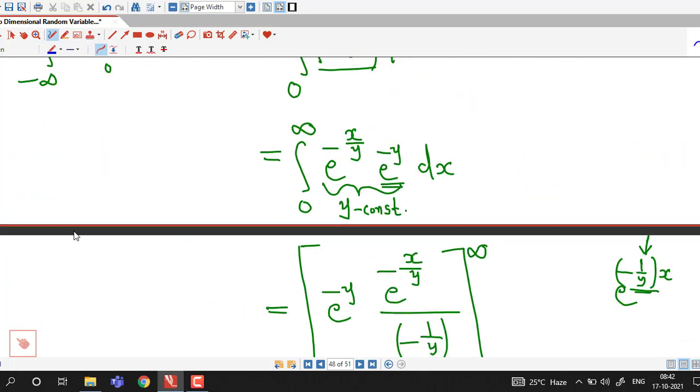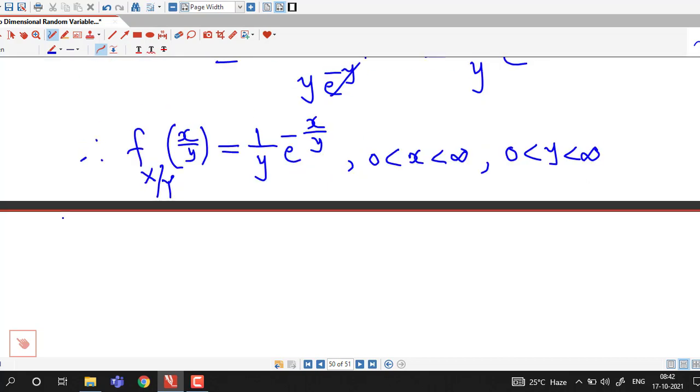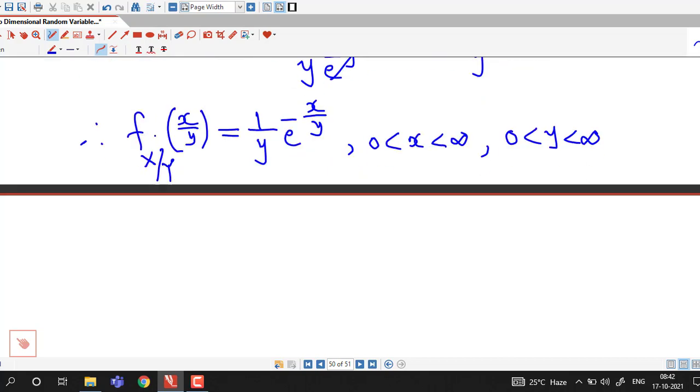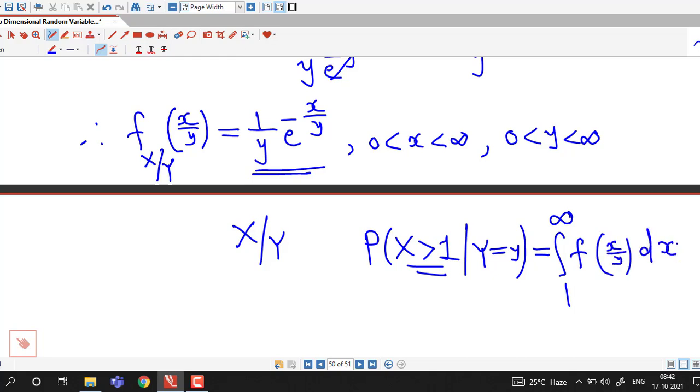So now, using this conditional density, we can find the required probability. This is the conditional probability density function of random variable x given y. To find the probability that x is greater than 1 given that y equal to y, we have to integrate this probability density from 1 to infinity with respect to x, and we will obtain the required probability.